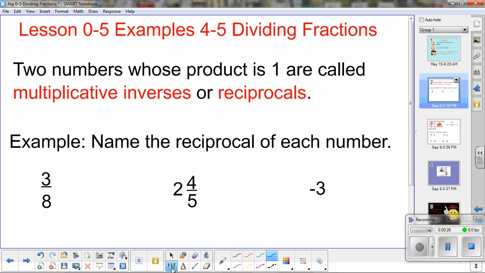In our first example, 3/8, to get the reciprocal of 3/8, we just need to take the fraction and turn it upside down to be 8/3. Because when you go to multiply 3/8 times 8/3, you get 24/24, which is the same thing as 1.